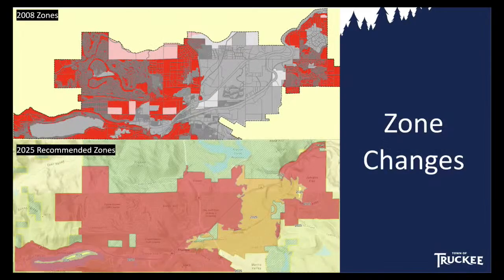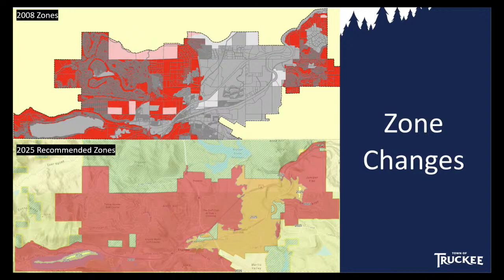So real quick, I wanted to point out what these zone changes look like versus the 2008 maps and the recommended zones. On the top portion of this slide, that dark red is the very high fire severity zones that were mapped. That pink area is federal responsibility area. So the state is not required to map that, and that was not covered then, and it is not covered now. And if you look at the bottom portion of that map, a few changes.